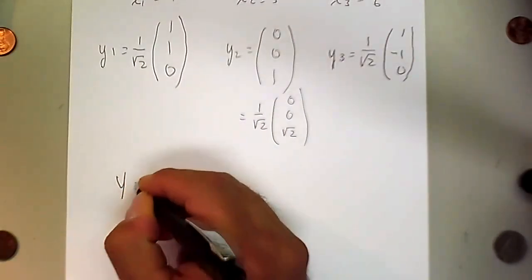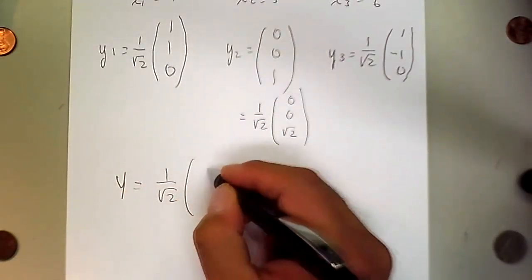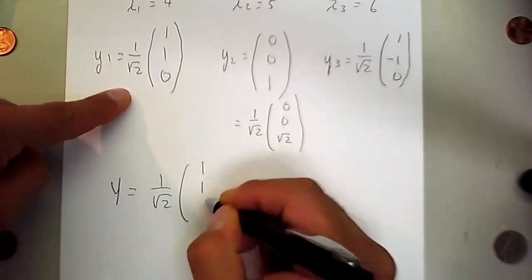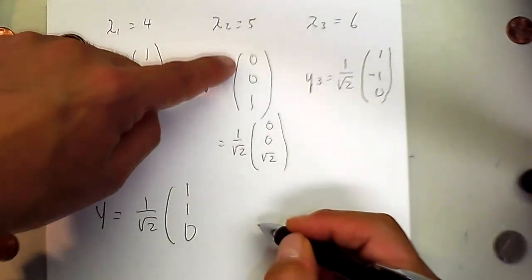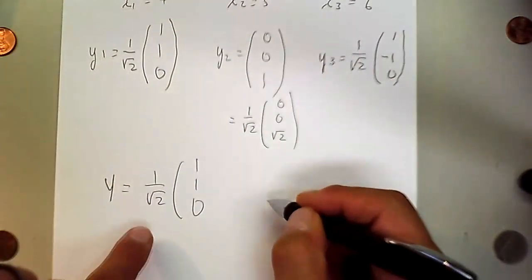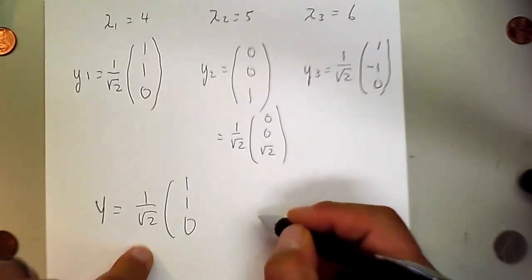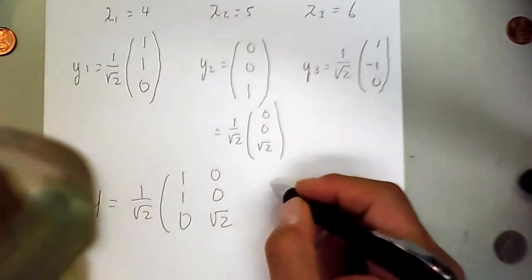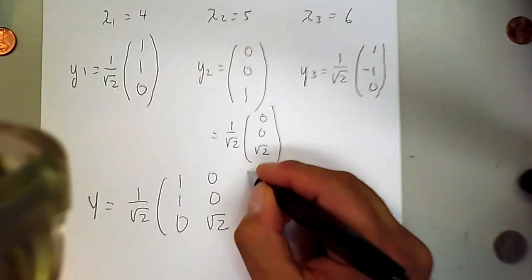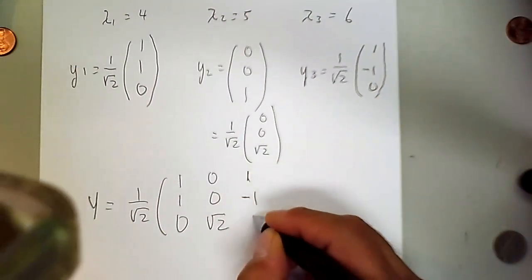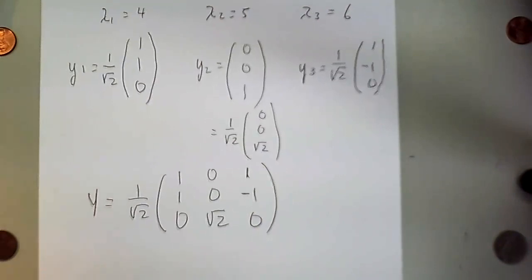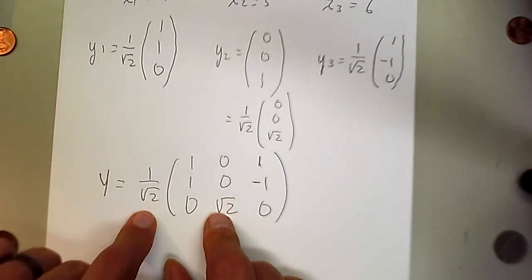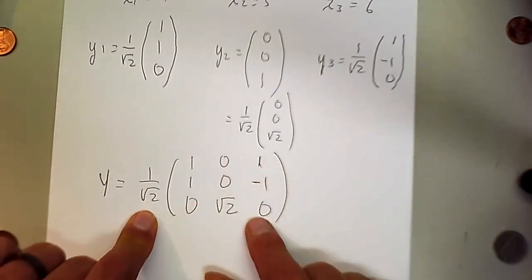So Y will be 1 over the square root of 2. I'm going to write this as columns, because here we have the columns 1, 1, 0, 1, 1, 0, not 0, 0, 1, because otherwise we would not be able to factor out the 1 over the square root of 2. 0, 0, square root of 2, and then 1, -1, 0. Yes. So there we have it. This is our Y, including the 1 over the square root of 2. I mean, this matrix is our Y.